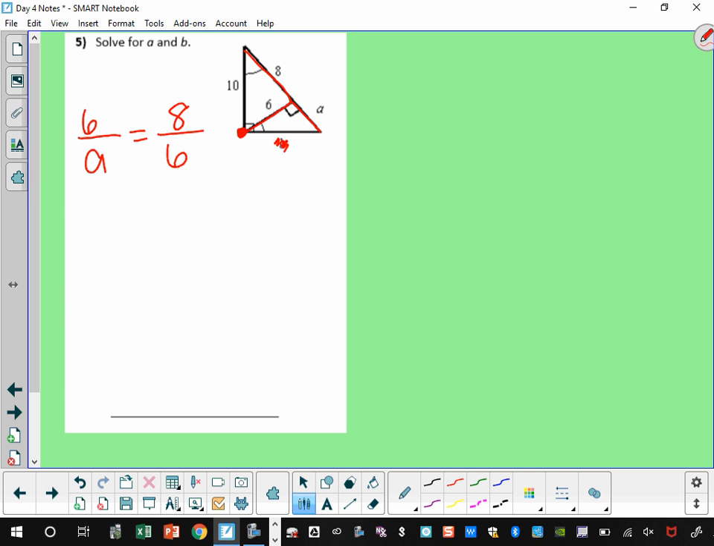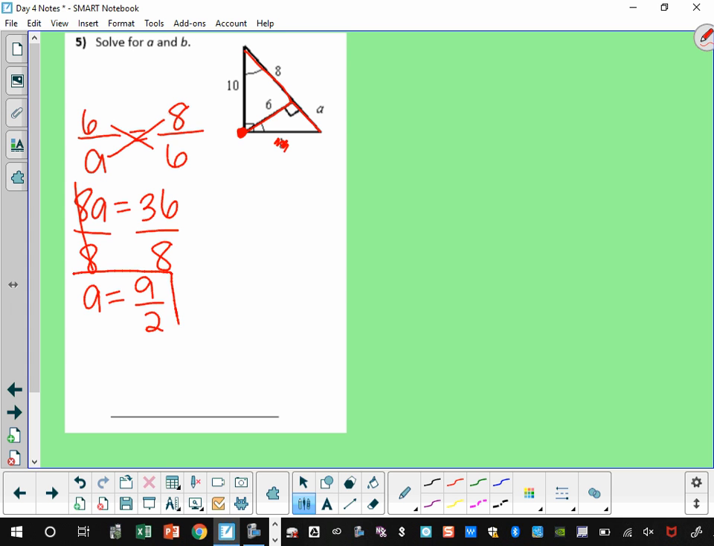If I get 8A is equal to 6 times 6, which is 36. And if I divide by 8, what do we get? A is equal to what? 4.5. Make it a fraction: 9 over 2. 9 over 2. Does that make sense?